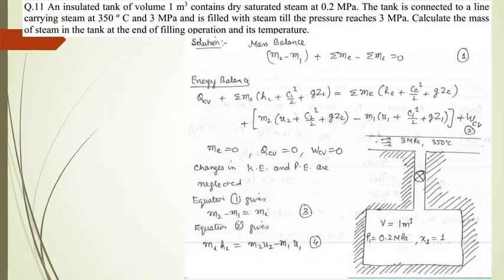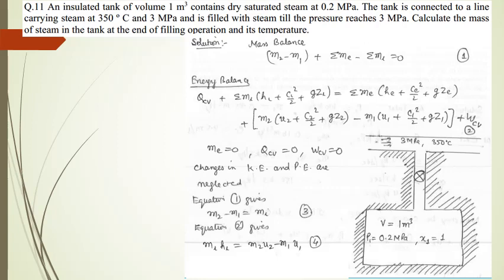An insulated tank of volume 1 meter cube contains dry saturated steam at 0.2 megapascal. The tank is connected to the line carrying steam at 350 degrees Celsius and 3 megapascal and is filled with steam till the pressure reaches 3 megapascal. Calculate the mass of steam in the tank at the end of filling operation and its temperature. Now this question pertains to uniform state, uniform flow process.